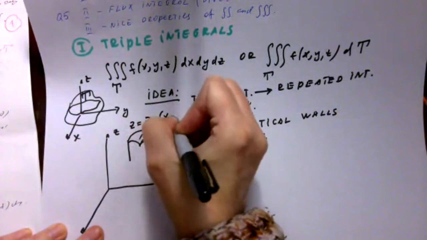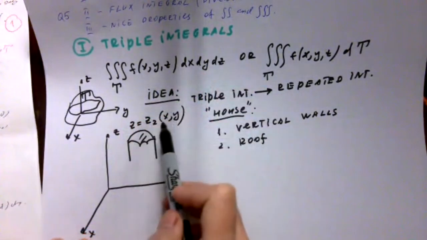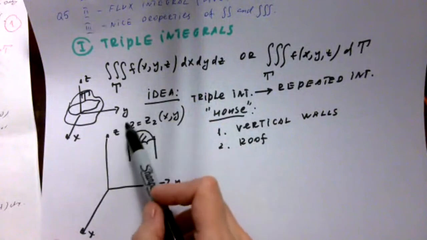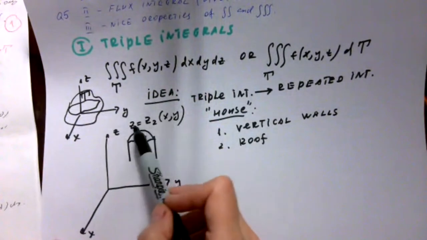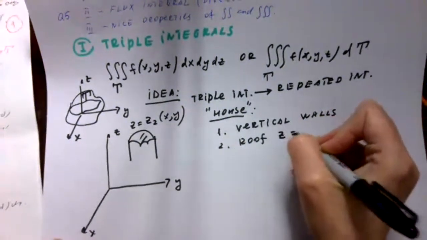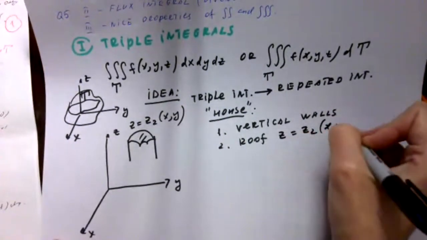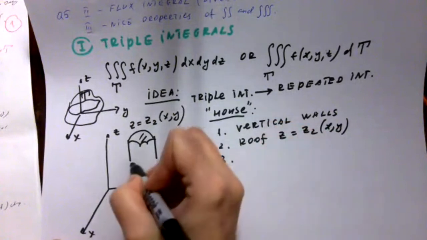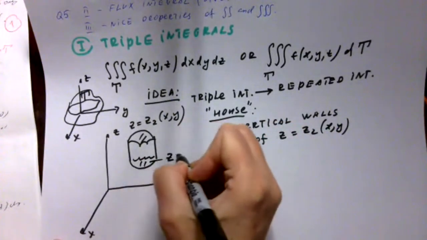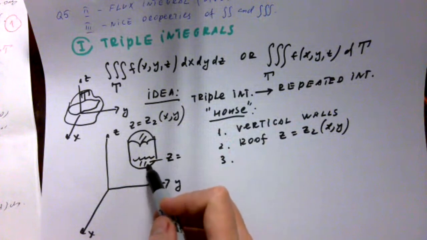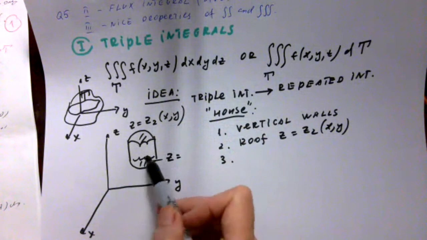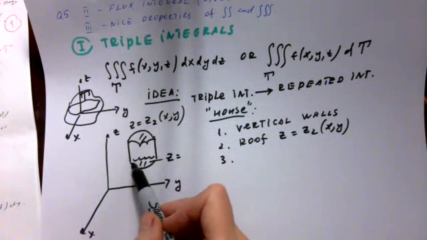z is equal to z2 of x, y. This is a surface in 3D space. This is how the usual equation of a surface looks. It's some function z of x and y. So you have a roof with the equation z is equal to z2. And finally, you have a floor in this house. It's not necessarily a flat floor like in conventional houses where human beings live. It can be some surface.